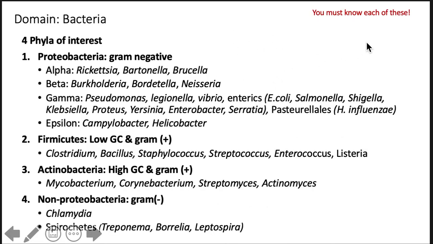So the first group that we're going to look at will be the gram-negative group, the phylum called Proteobacteria. The Proteobacteria is such a large group that it's further broken into classes called Alphaproteobacteria, Betaproteobacteria, Gammaproteobacteria, and Epsilon. There's actually more, but these are the most medically significant examples that I want to talk to you about.